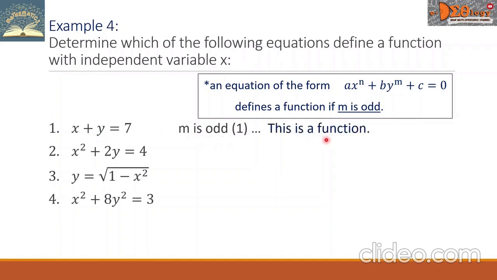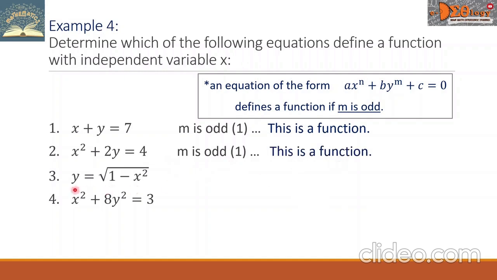Therefore, this is a function. Equation 2: x squared plus 2y equals 4. Note here that the exponent of y is 1. So we say that m is odd. So this is a function.